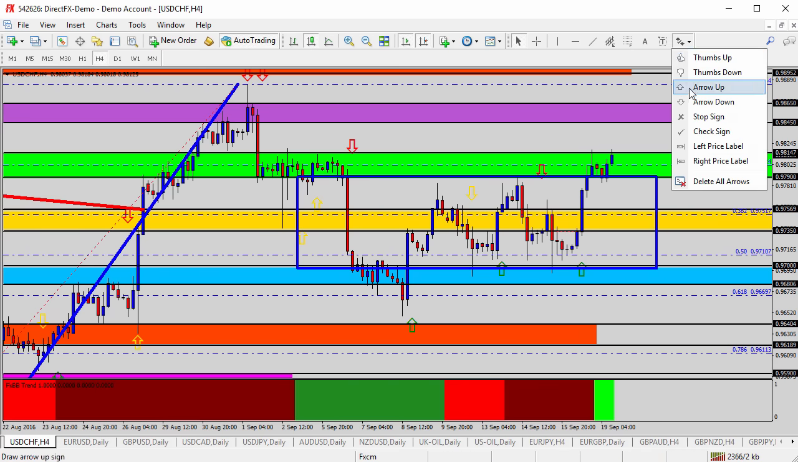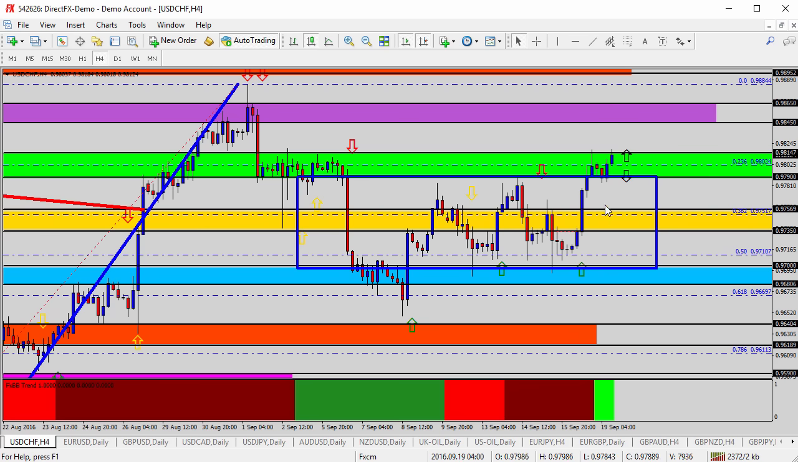Again, like I said, it needs to stay above here to go higher or break back underneath here to go lower. Currently, the market is a little bit bullish, so I would probably focus in on that direction for the day today on the dollar franc.